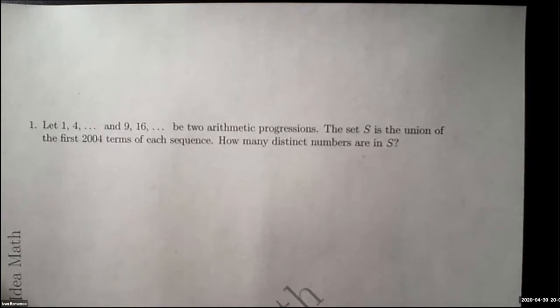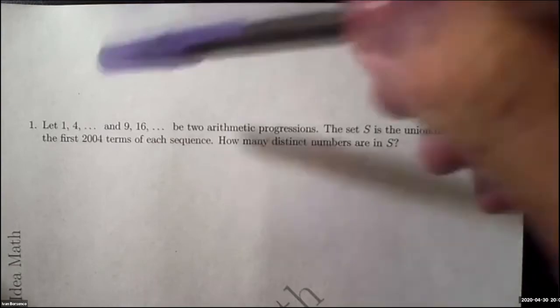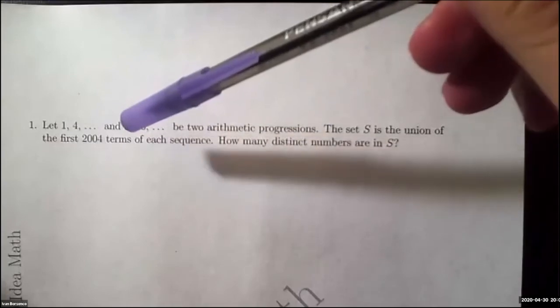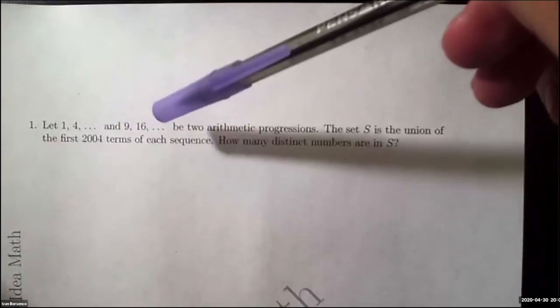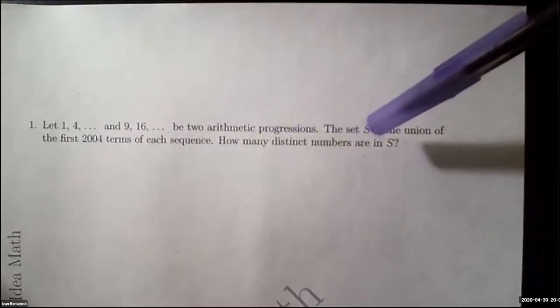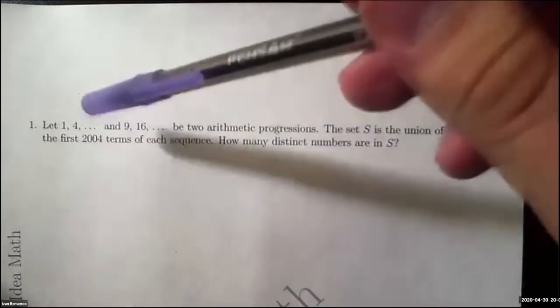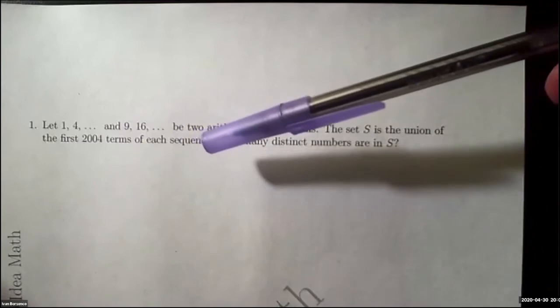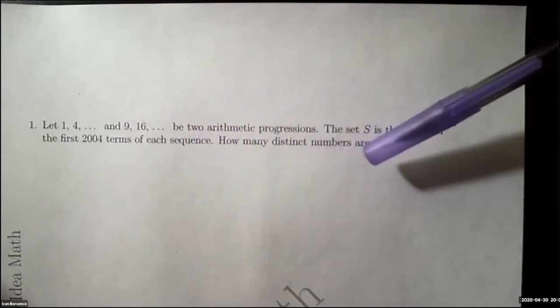So we have 2 arithmetic sequences, 1, 4, dot, dot, dot. So I guess it will be 7, 10, and so on. The other one, 9, 16, 23, and so on. The set S is the union of the first 2004 terms of each sequence. How many distinct numbers are in S?